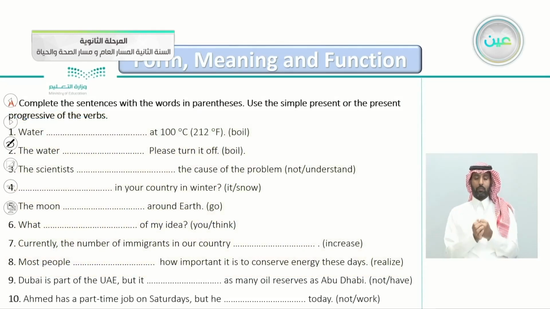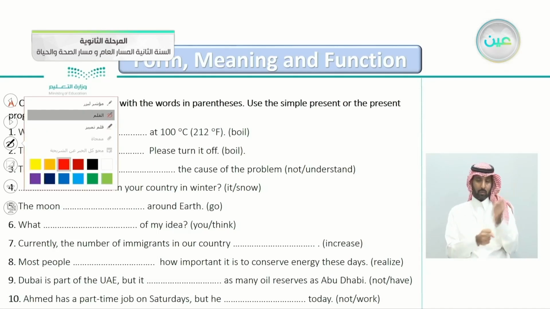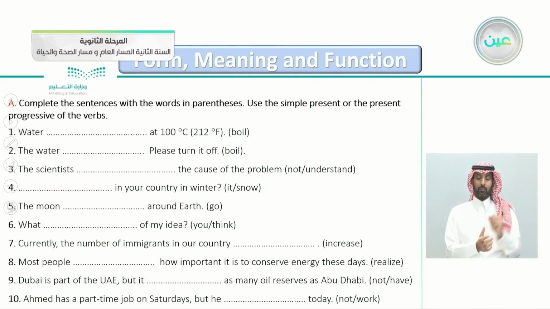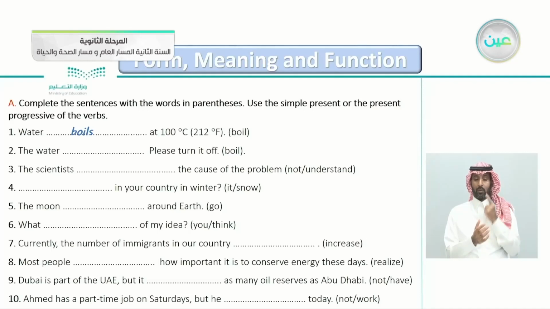Exercise A here, complete the sentences with the words in the parentheses. Use the simple present or the present progressive of the verb. For example, number one here, water at 100 degrees Celsius, and the verb here is boil. Yes, that's correct. The answer is boils. Water boils at 100 degrees Celsius, or you can say 212 degrees Fahrenheit. So this is a fact. That's why we use the simple present.